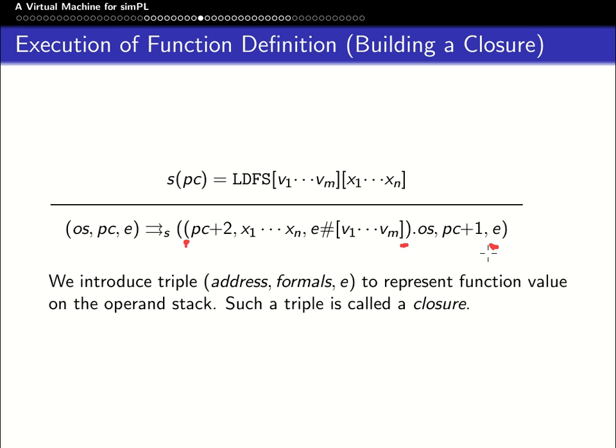Yes? What does E hash v1 to vn do? Again, what does that E hash v1 to vn thing do? So this is the projection. This is what we call the projection, right?